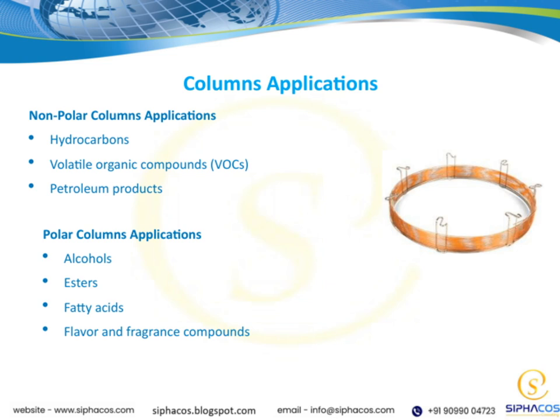The key takeaway here is that choosing the right type of column, polar or nonpolar, depends largely on the nature of the compounds you're analyzing. This choice directly influences the efficiency and accuracy of your separation process, which ties back to our overall theme of optimizing analytical methods for different types of chemical compounds.